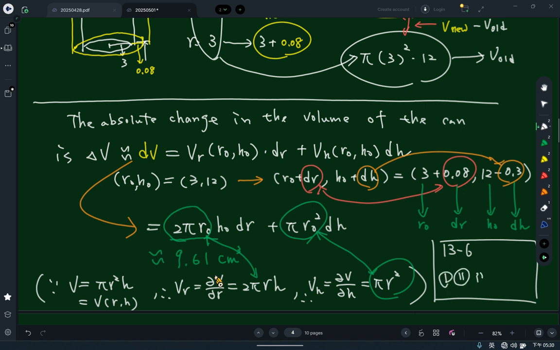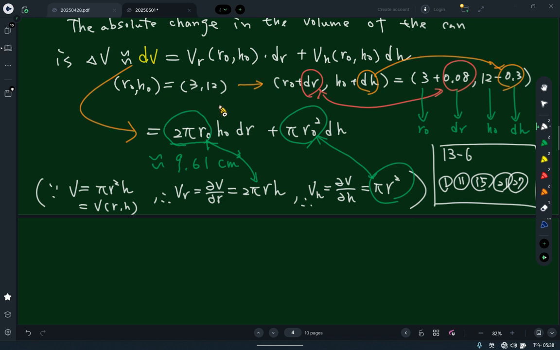11, 12. Okay, let's just take a 5 minute break. Okay, 5分钟休息一下哈.